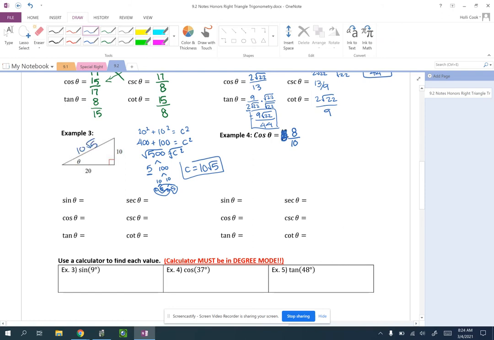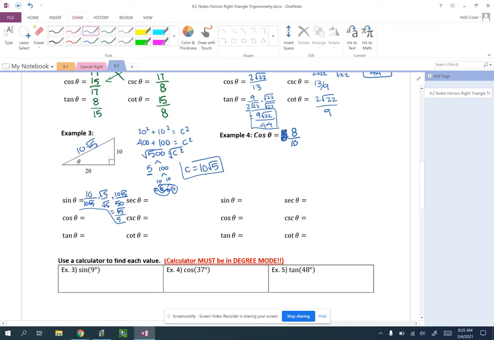Okay, now we can find our trig values, trig ratios. So the sine is our opposite 10 over our hypotenuse, which is 10 root 5. We need to rationalize. So we get 10 root 5 over, now root 5 times root 5 is going to be 5, times 10 is 50. And 10 over 50 is 1/5. So we should get root 5 over 5 as our sine value.